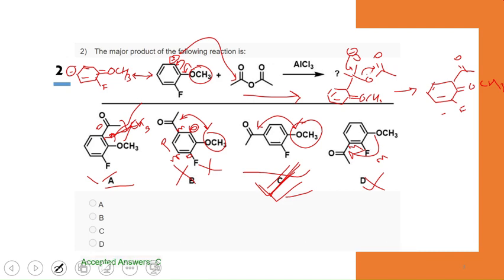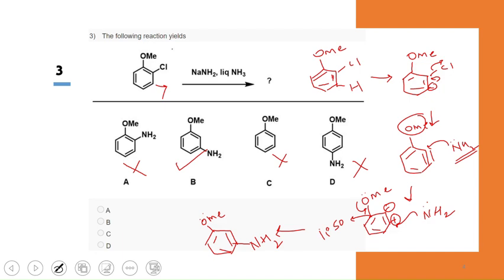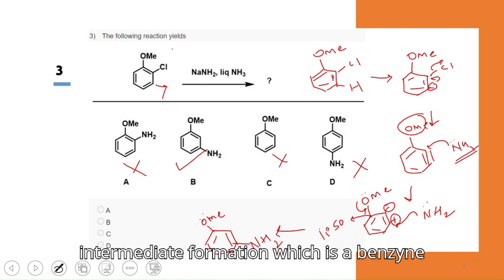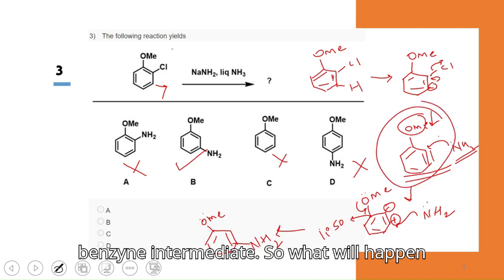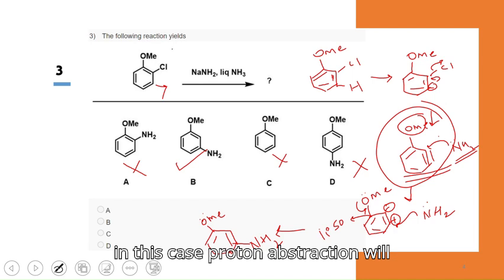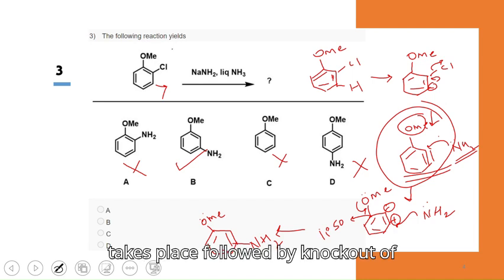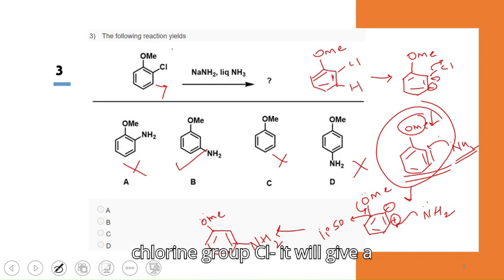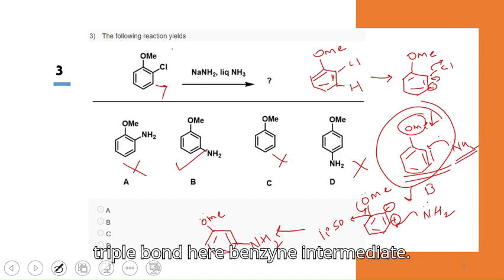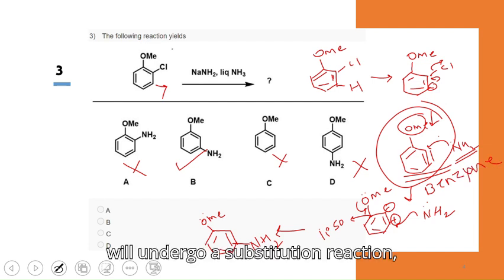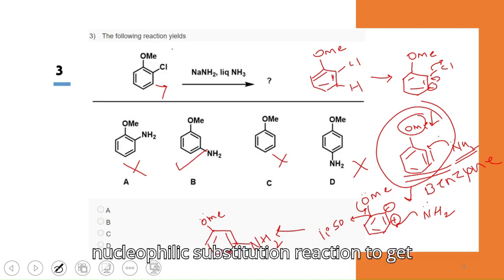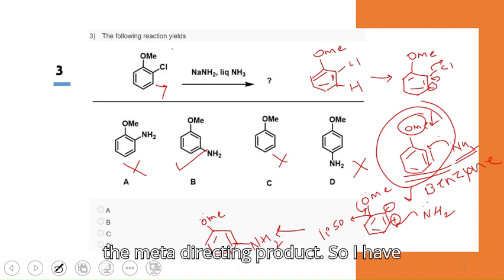Okay. Now talking about question number 3, here we have observed that this reaction is going via a stable intermediate formation, which is a benzyne intermediate, right? Here I have written benzyne intermediate. So what will happen in this case? Proton abstraction will take place, followed by knockout of the chlorine group, Cl minus. It will give a triple bond here, the benzyne intermediate, and this benzyne intermediate will undergo a nucleophilic substitution reaction to get the meta directing product.